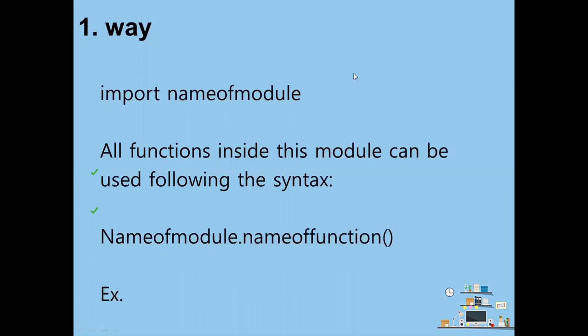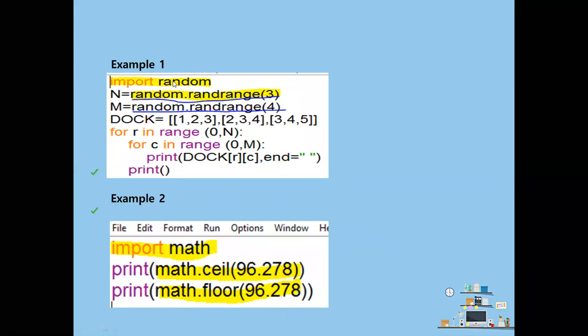Okay, so let us see one example of this. Here you can see that the random module is imported, and now we are calling the randrange function of that module. So we first have to write the name of the module. Here random is written, and similarly here also random is the name of the module, and next is the name of the function which is defined inside this module random.